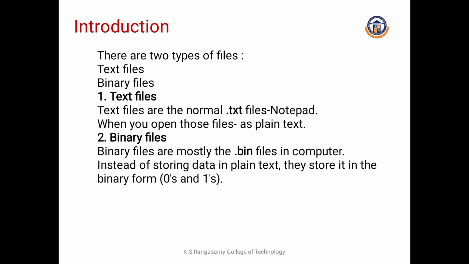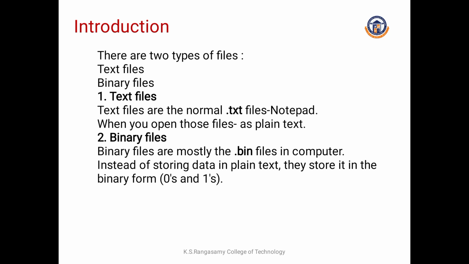Based upon real-time use, we have two different types of files. One is the text file, another one is the binary file. A text file is like a normal Notepad or Microsoft Word file with the extension .txt. When you open this file, it will be plain text. You can add something, remove something or update something in that particular file.